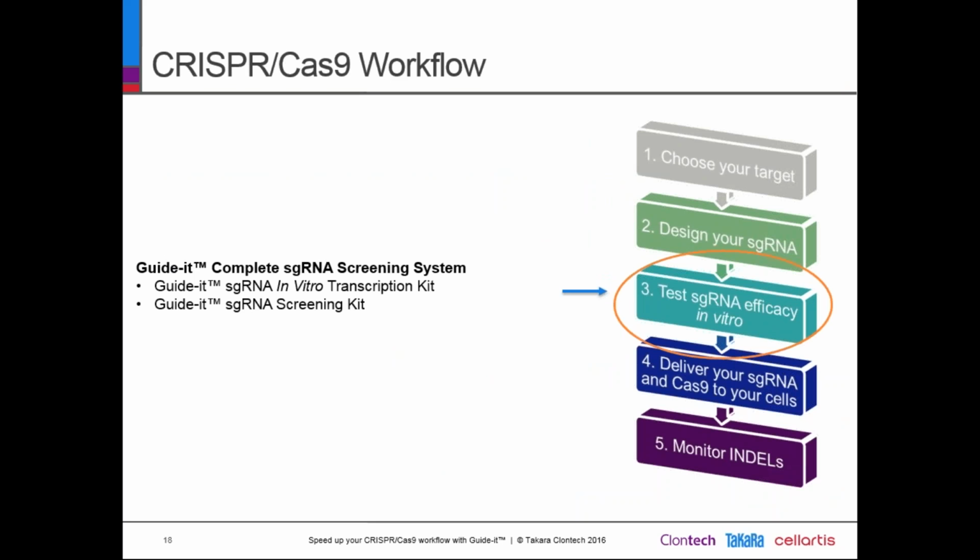Now, once you have designed your guide RNAs, and I would recommend designing 3 or 4 guide RNAs at least per target gene, I would then recommend testing the guide RNA efficacy in vitro prior to the delivery into cells. And for this, we have the so-called guide RNA screening system that I would like to present to you here.